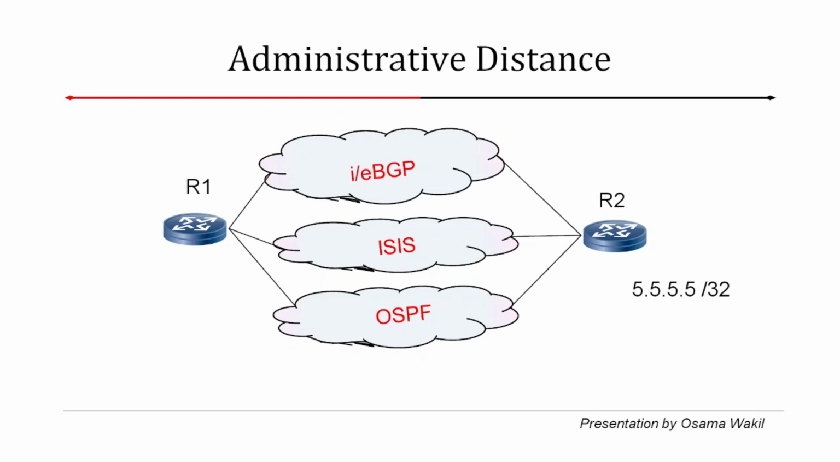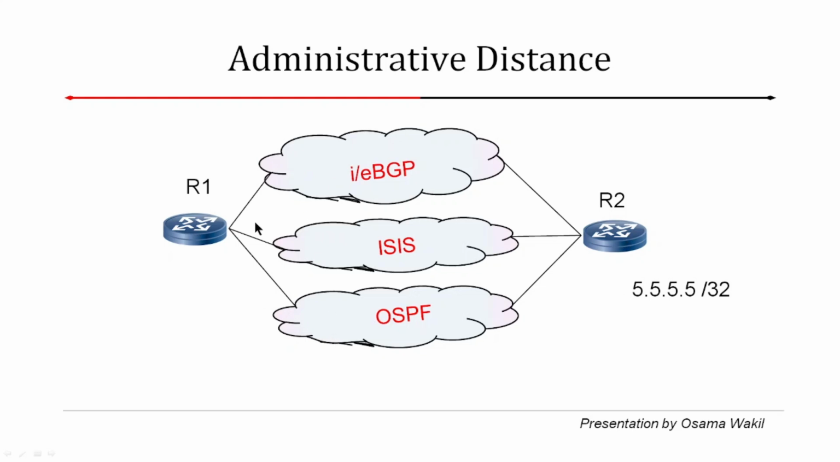So this is just an example scenario where we have router R1 and router R2, which are connected with each other. R2 is advertising a network 5.5.5.5 to router R1, and it's being advertised by different protocols: OSPF, ISIS, BGP. So the question arises, which protocol is R1 going to trust or prefer, because it's receiving the same prefix from different protocols?